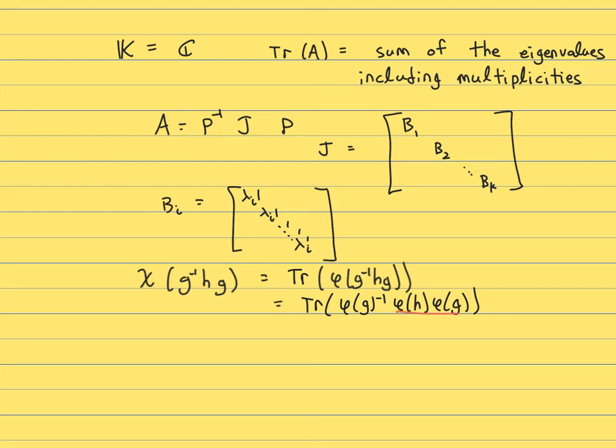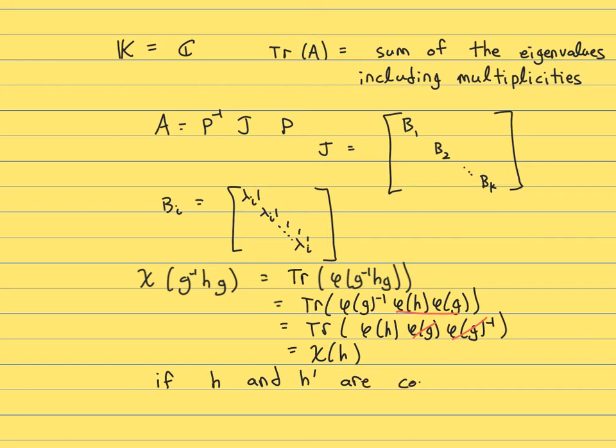Again, using this rewriting trick, trace of AB is equal to trace of BA. These two matrices cancel, and we get chi of H. So what this tells you is that if two elements are conjugate, then chi of H is equal to chi of H prime.